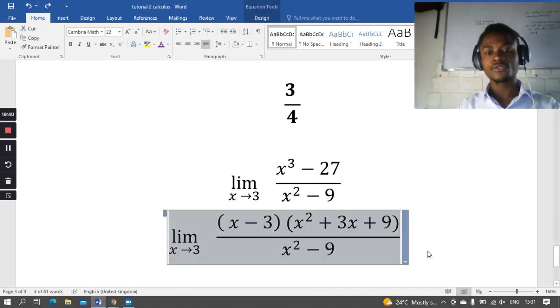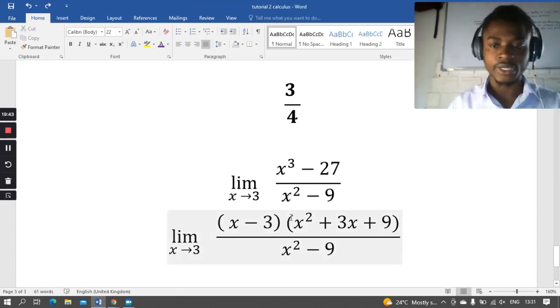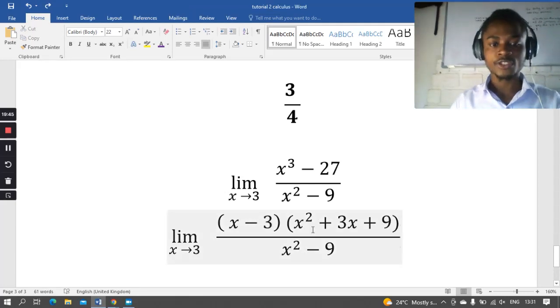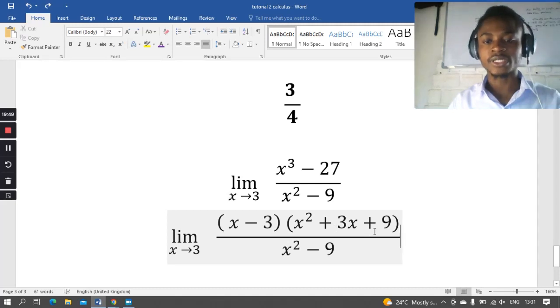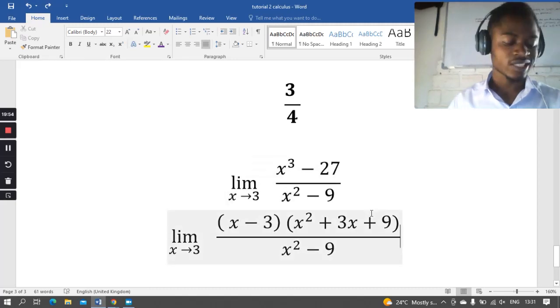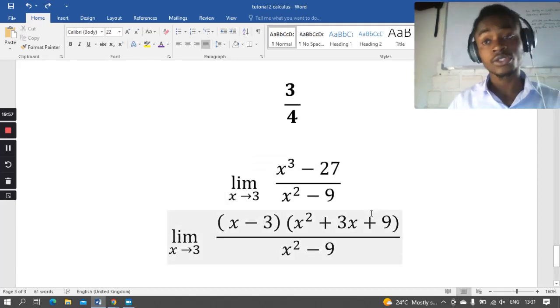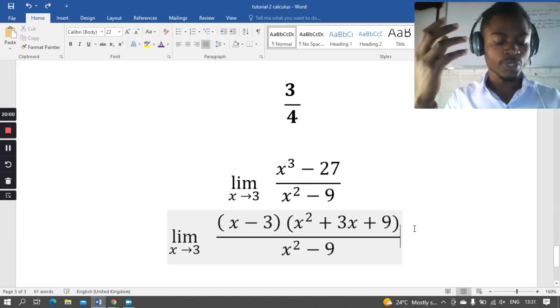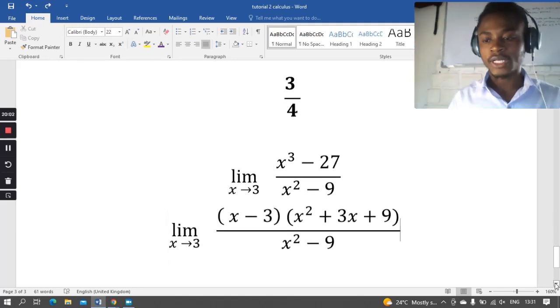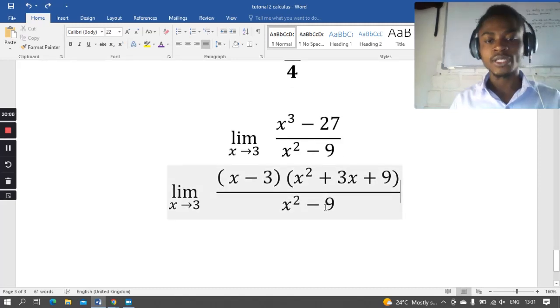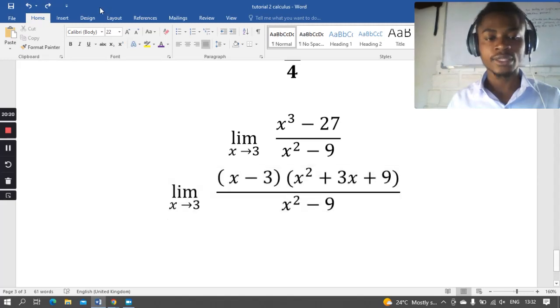If we factorize the numerator, this is what we are going to have: x minus 3 and then x squared plus 3x plus 9. I have factorized the numerator using synthetic division or long division. You can use those two methods to work this out. From there, if you observe down there, you find that the denominator is a difference of two squares. It can also be factorized. Why are we doing all this? We are trying to make sure that this expression doesn't get affected when we plug in 3.